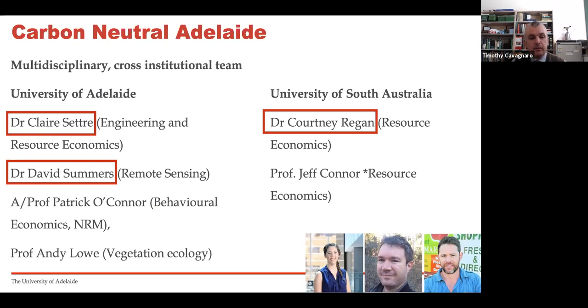The real work in the project was done by Claire Setter and David Summers at Adelaide, who did the technical carbon supply and the co-benefits work, and they're pictured at the bottom of the slide. Courtney Regan from UniSA did the economics, so he's also pictured here. Other collaborators in the project team were Patrick O'Connor, who I'm sure many of you will know, Andy Lowe, and Jeff Connor from UniSA. And there are a host of other collaborators from various government agencies as well.